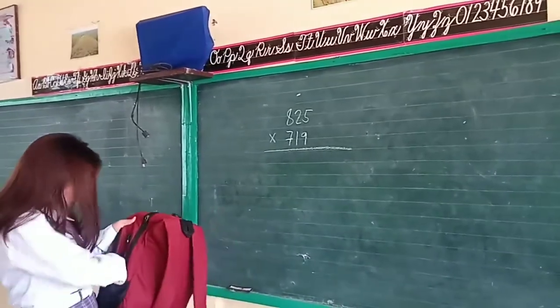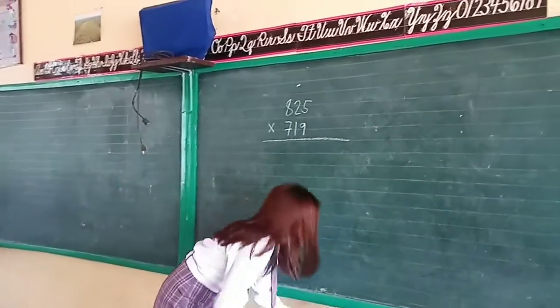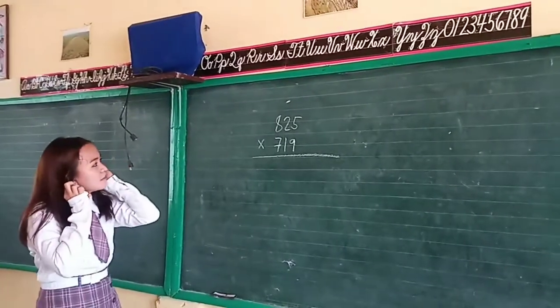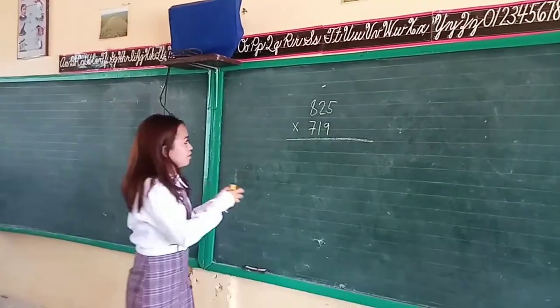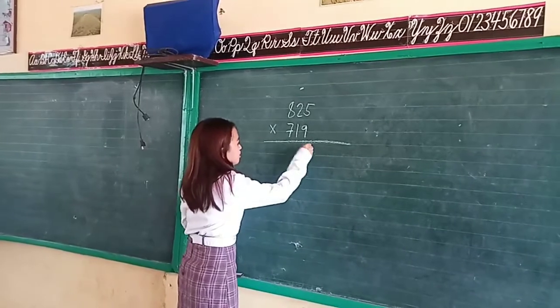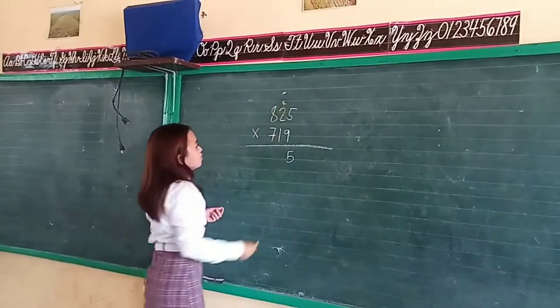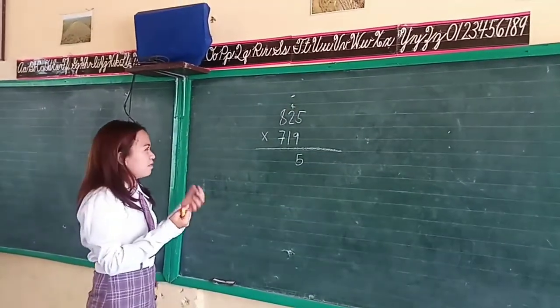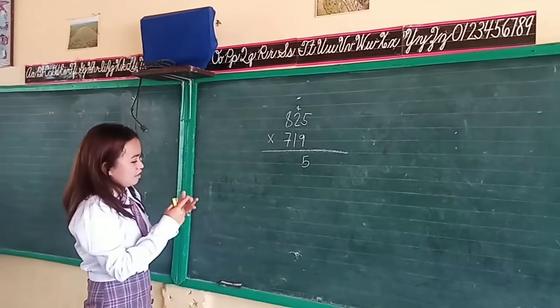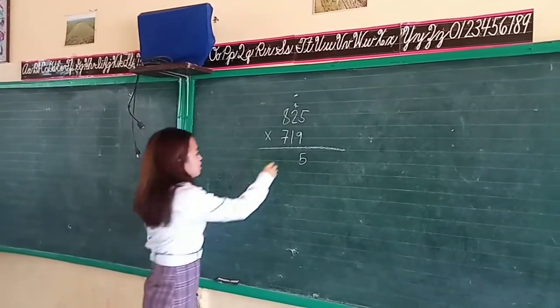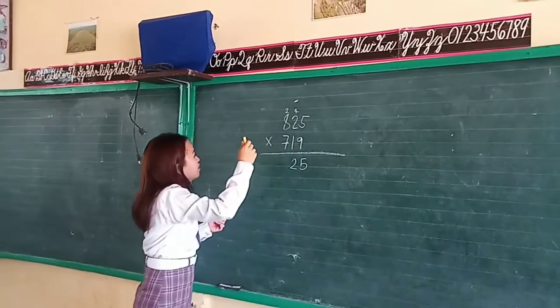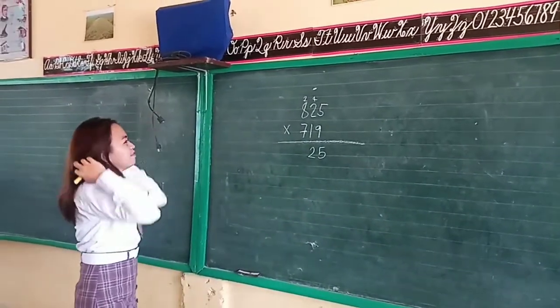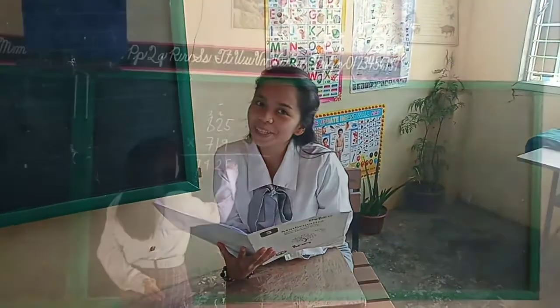Try this. 5 times 9, 45. Wait, am I right? My God, it's getting too large. Having a hard time multiplying bigger numbers?